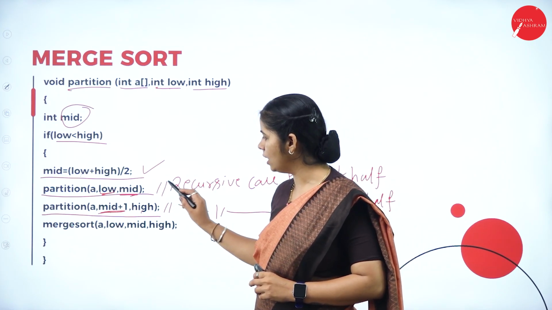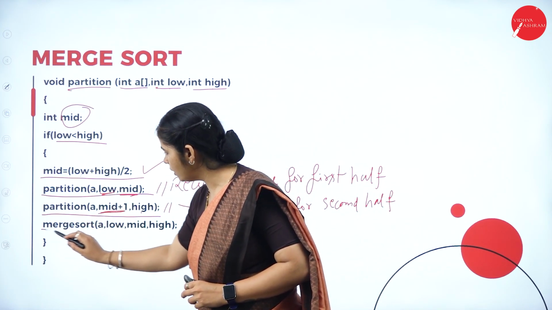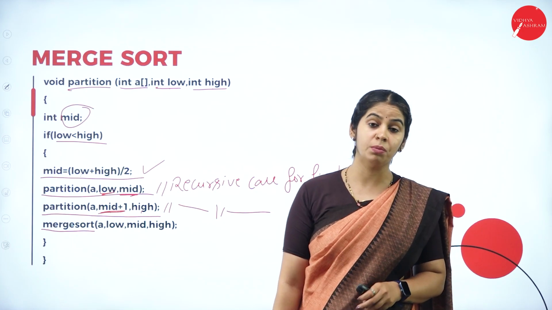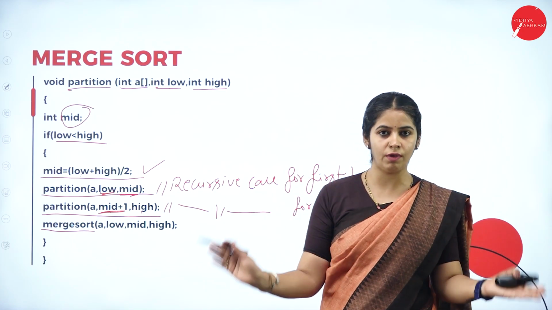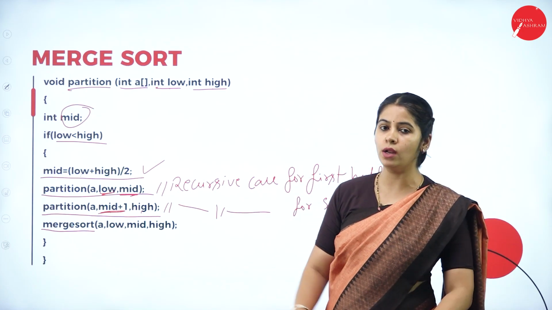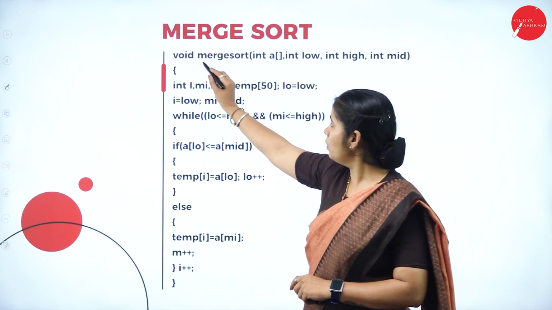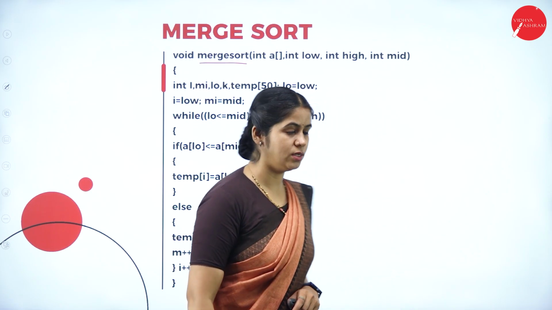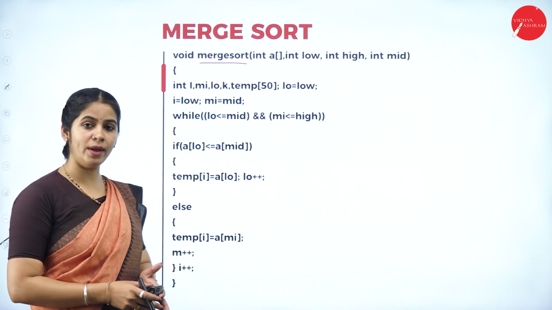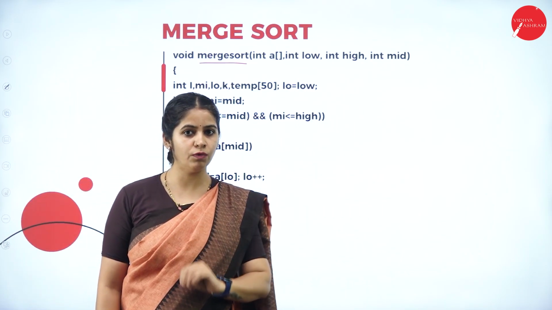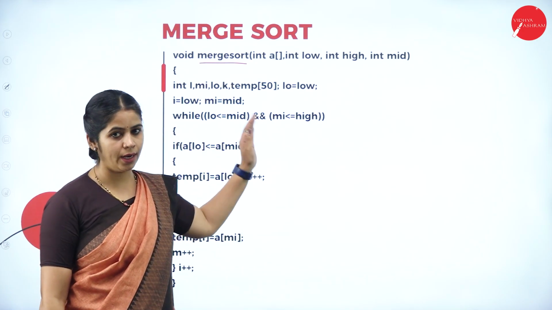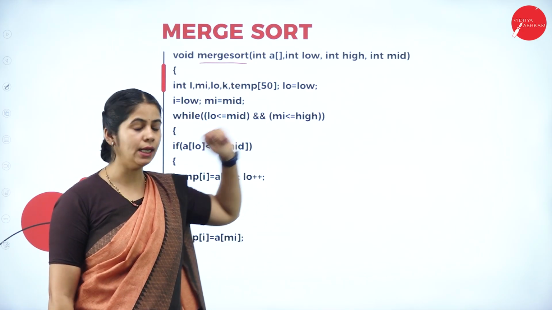After dividing, this function will in turn call the merge function. So once we have divided completely till the atomic value, what is the next step we have to do? We have to merge. Let's see what the merge function does here. In the merge function, how many parameters are we passing? We are passing 4 parameters: array, low, mid and then high.